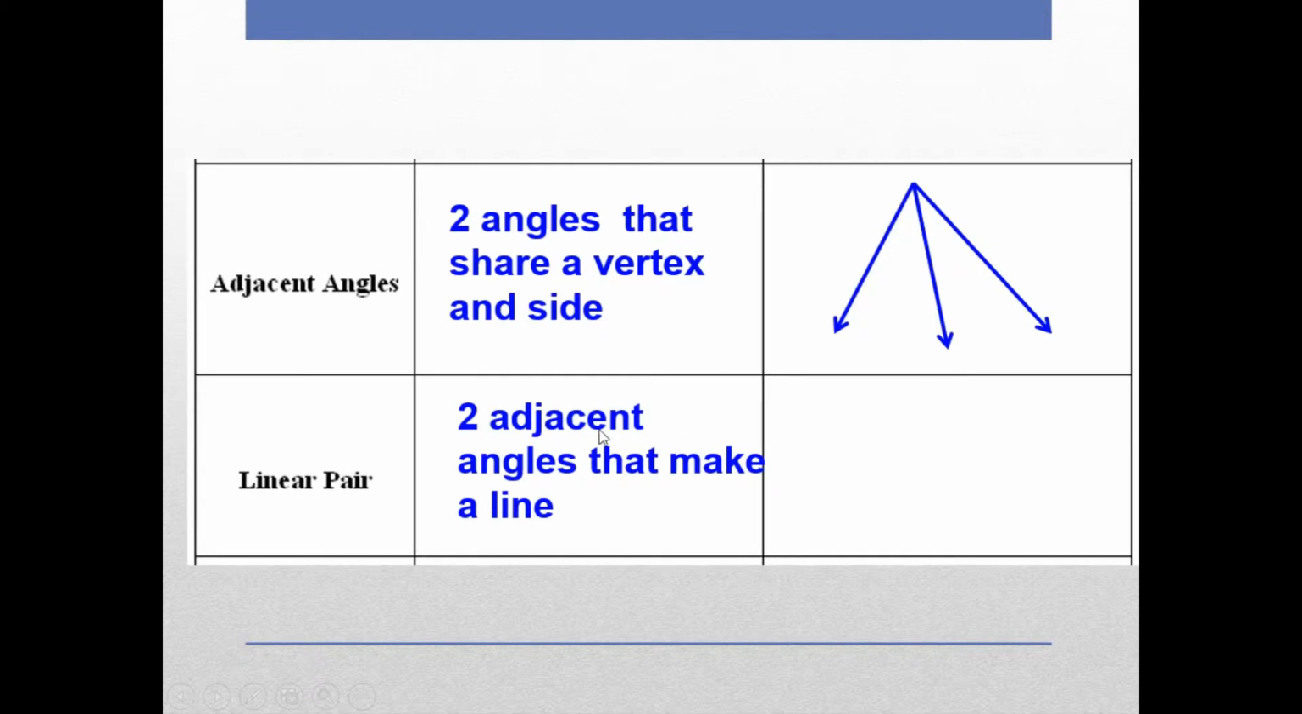A linear pair, that is two adjacent angles that make a line. So a linear pair is like in this example here, two angles share a side, they make a straight line. They're also supplementary. These two angles are going to add up to 180 because they're on a straight line together.